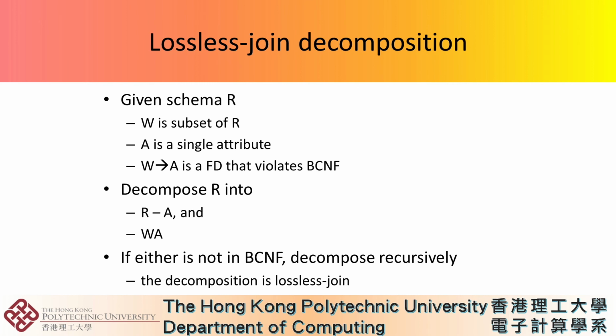Lossless join decomposition is one of the methods to convert a table to BCNF. Given a schema R, W is a subset of R, and A is a single attribute. W functionally determines A is a functional dependency that violates BCNF. Decompose R into R minus A and WA. If either is not in BCNF, decompose recursively. The decomposition is lossless join.